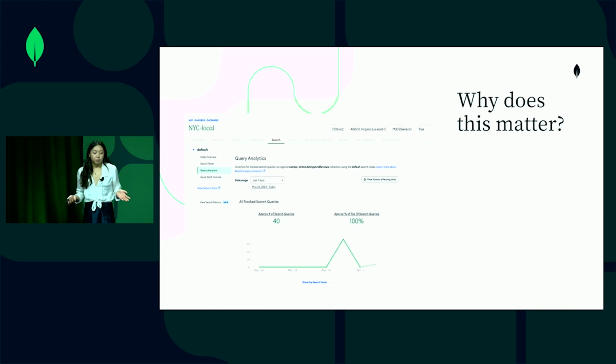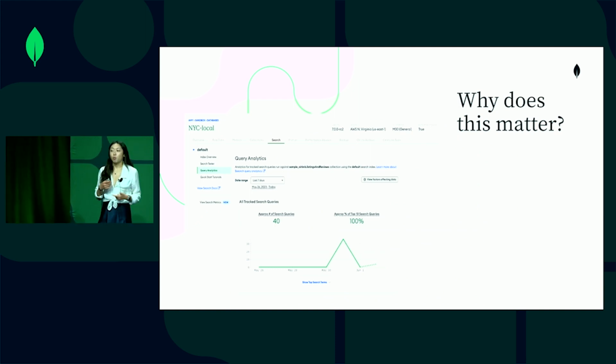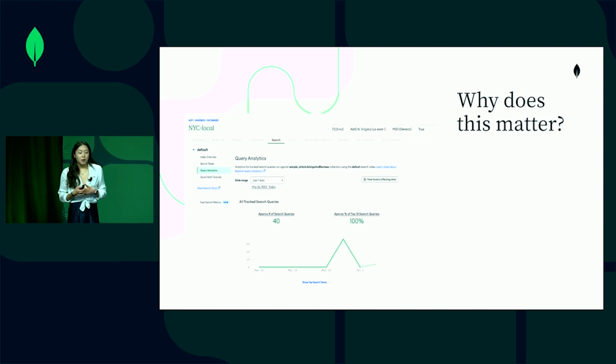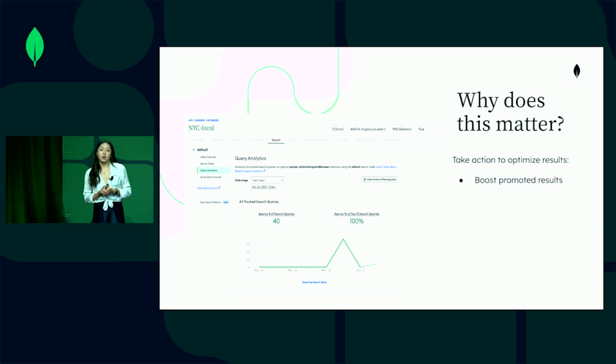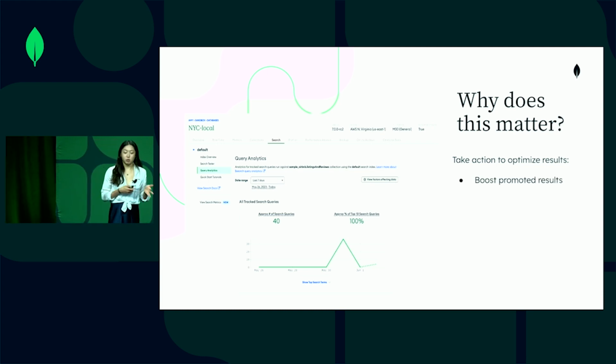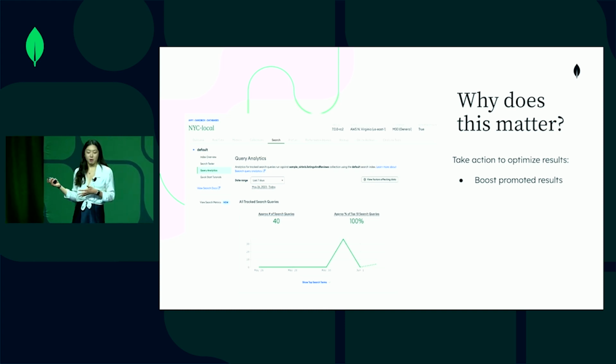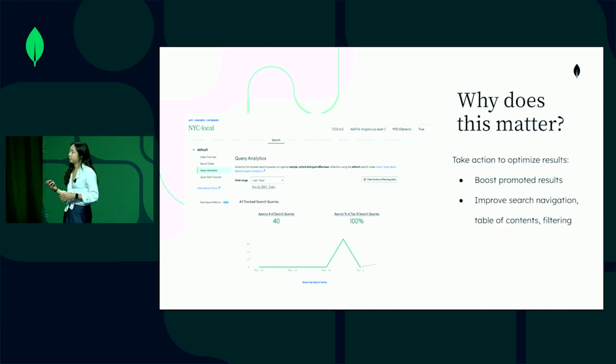You might be asking, why does this matter? Well, now that I know that my users are searching for waterfront or school, I can follow up on those and take some action to optimize those results. First, are there any promotional listings with waterfronts or schools that I should boost to the top of my results so that users have something that they're more likely to convert on at the top of their listings?